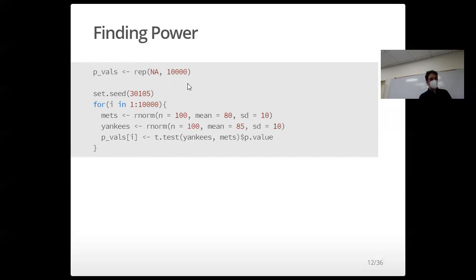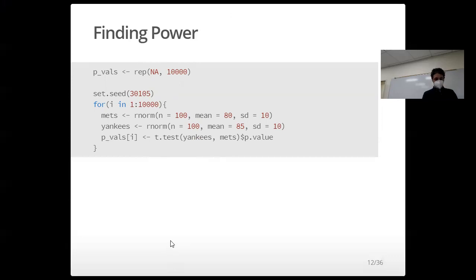And then each time I go through the loop, I'm going to generate 100 random samples for the Mets and 100 for the Yankees. Then I'm going to do a t-test and get the p-value here. And I'm going to save that as the I-th element of this empty variable I saved before. So each time it goes through the loop, it's going to save my p-value and replace one of these missing values that I started with with the p-value from the test. Is that clear? Does that make sense?